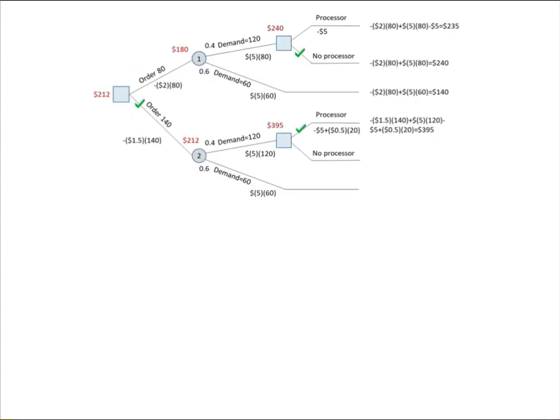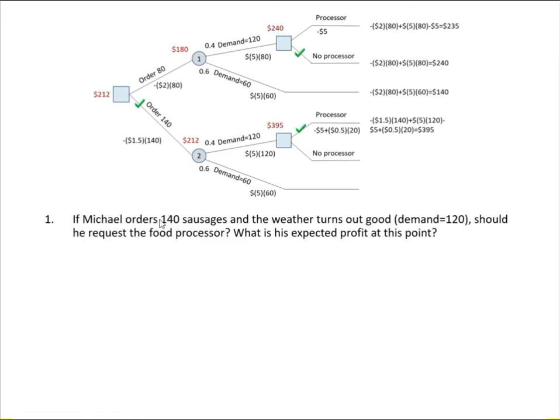Now that we fully analyzed the decision tree, we can answer some additional questions. First, if Michael orders 140 sausages and the weather is good, which means demand is 120, should he request the food processor? What is the expected profit in this case? If he ordered 140, we start off here going this way. Weather is good, so we come here. At this point, what is the expected profit? We already found it, it's 395, and going forward, he should choose to call the food processor. So yes, expected profit is 395.